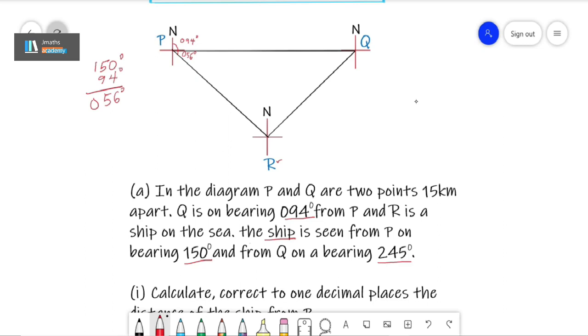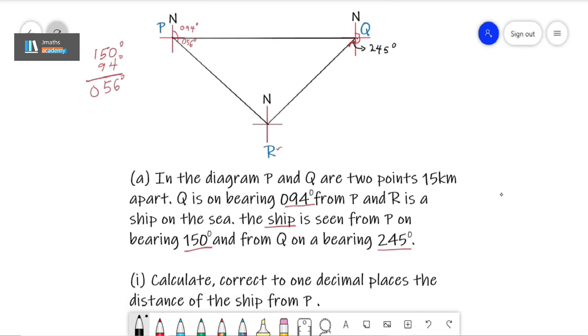And from Q on a bearing of 245 degrees. So from Q, we know R to be our ship, and we're told that the ship is seen 245 degrees from Q. So let's take our bearing on Q. We move from north to east 90 degrees. We move from north to south 180 degrees. So we move an additional 65 degrees to give us 245 degrees. Our angle here is 245 degrees.